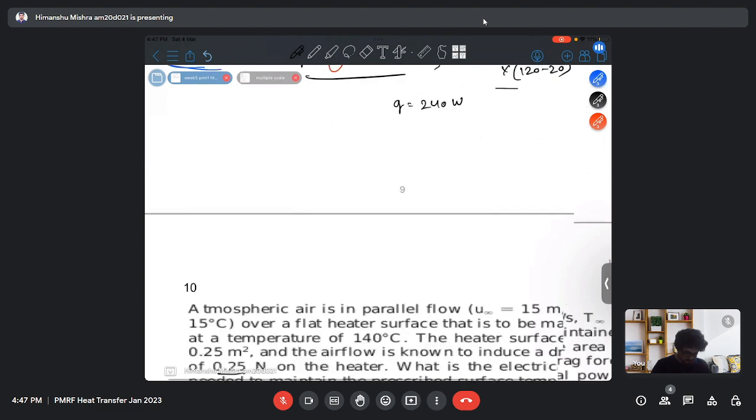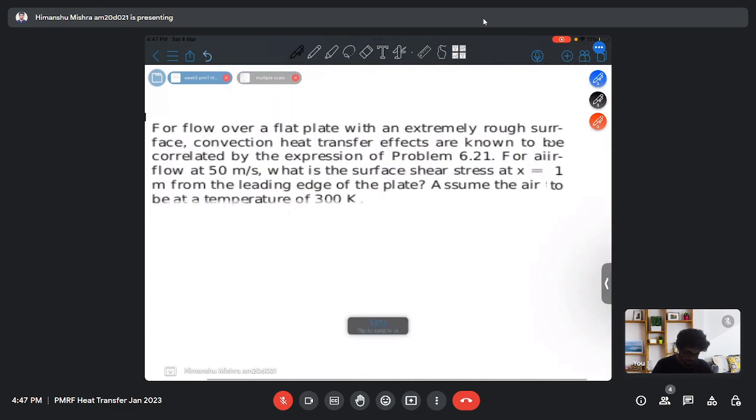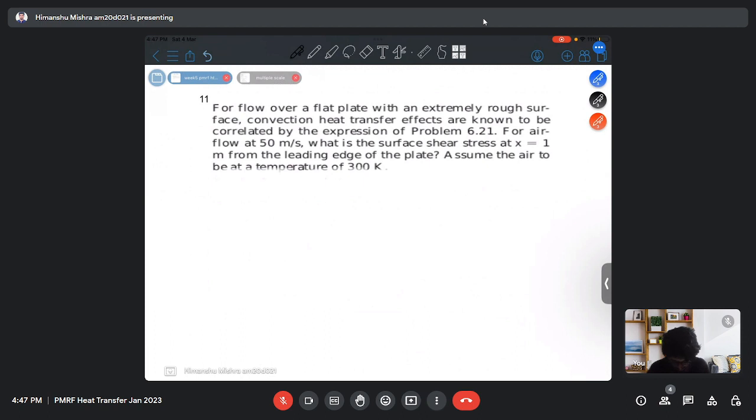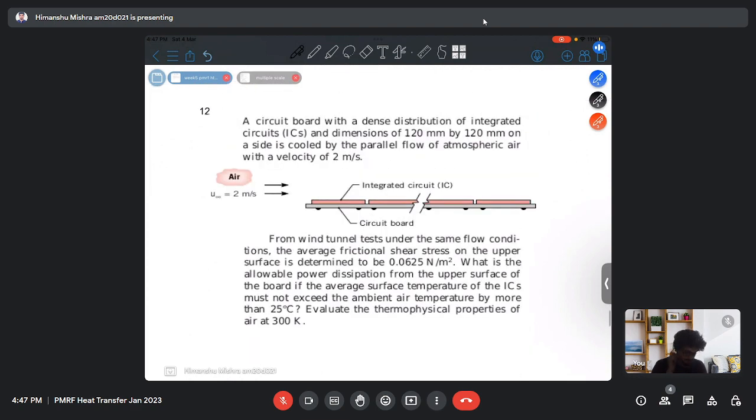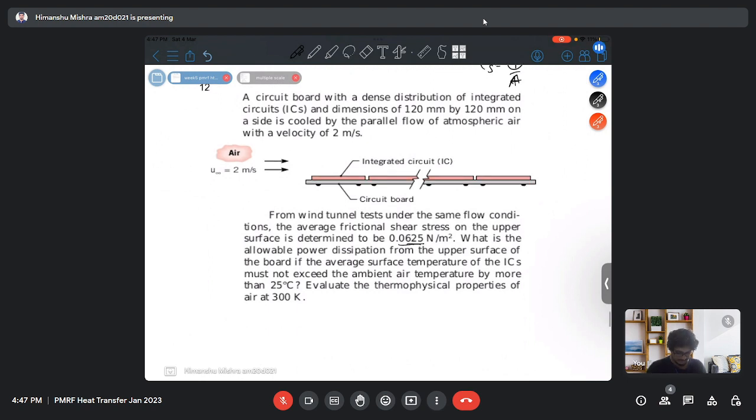So the last question is also the very same question, the 12th one. Here, instead of a drag force, we are given the shear stress, and we can just find the drag force from the shear stress relation. Shear stress is just force per unit area. Once you get this drag force, you can find the drag force coefficient, then the heat transfer coefficient, and then the total heat transfer. So you can try this question out.